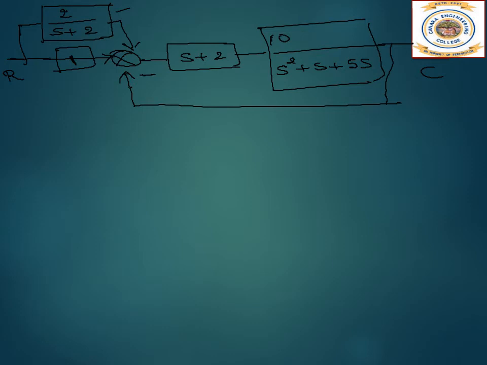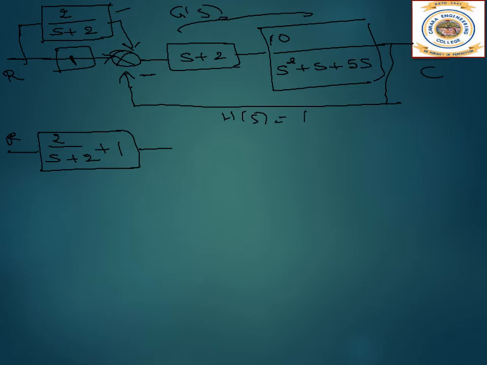So what do we do? That is simply added up. Parallel. So this will be 2 by S plus 2 plus 1. And here we have to multiply 10 into S plus 2 divided by S square plus 6S, it will become. So this will come, this is a feedback. So whole of this will be G of S. And what is H of S? H of S is 1 over here. So I'll write it here only in this.